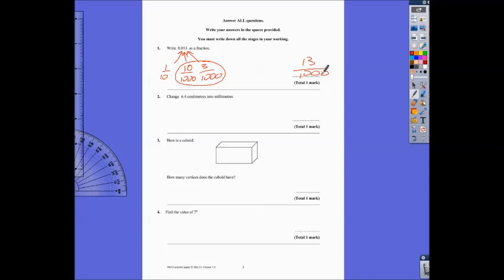Question 2. Change 6.4 centimetres into millimetres. Well, the first thing we need to know is that 1 centimetre equals 10 millimetres. So if we times that by 10, we get 64 millimetres.